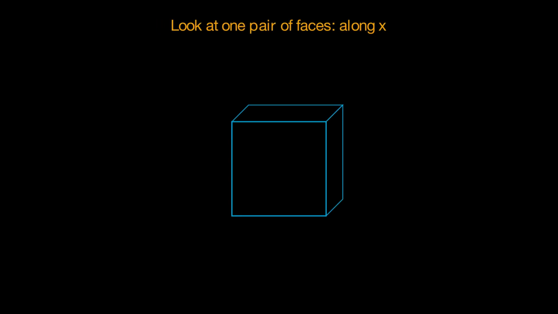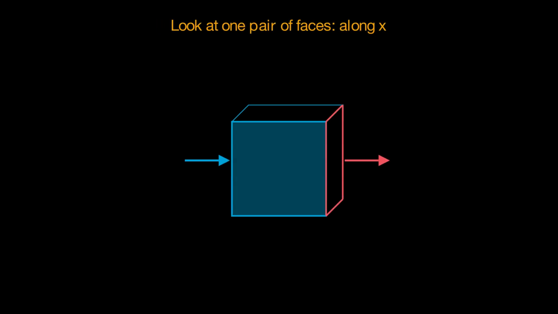Let's only look at flow along x for now, the two faces perpendicular to the x-axis. Fluid enters through the left face and leaves through the right face. The mass entering per second is the flux at the left face times the face area, which is dy times dz. The mass leaving is the flux at the right face times that same area. The net loss along x is out minus in.